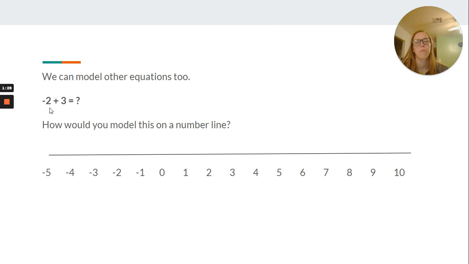Here we have negative 2 plus 3. So how would we model this on a number line, and what is our answer going to be? So we again start at 0. We're going to go to negative 2. Then we're going to add 3. 1, 2, 3. And that's correct. We end up with 1. So negative 2 plus 3 gives us 1.